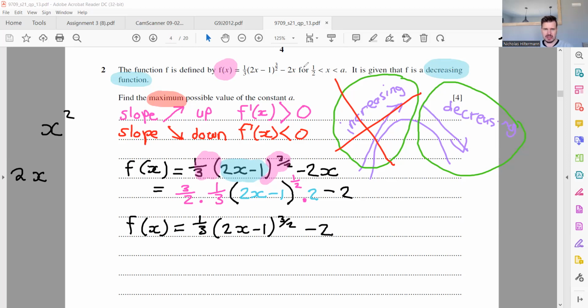So again, I'm doing the same thing. I'm just doing it in a slightly different order. The inside is the 2x minus 1. The outside is this bit here.